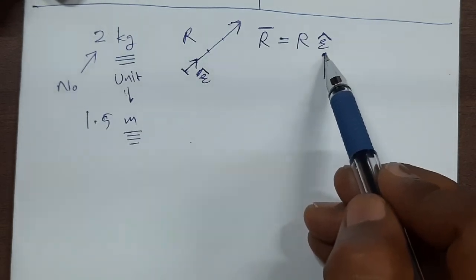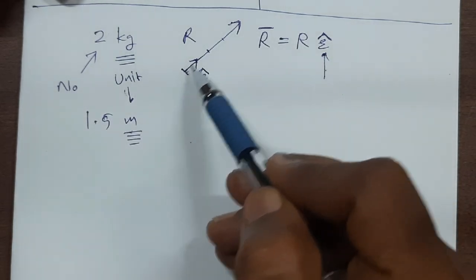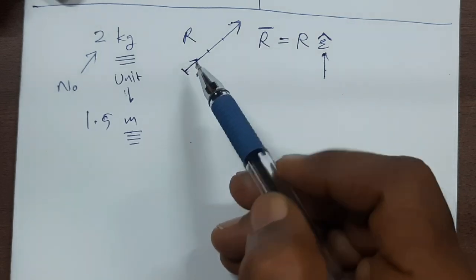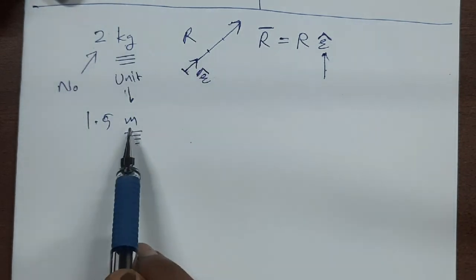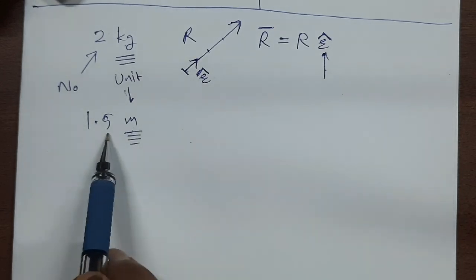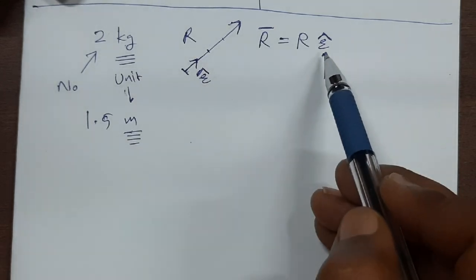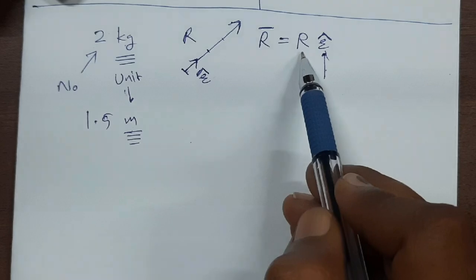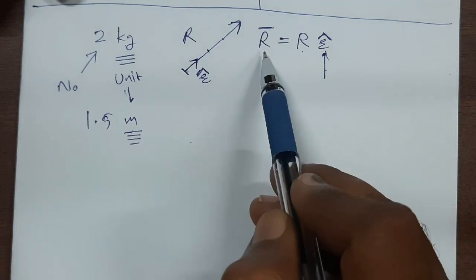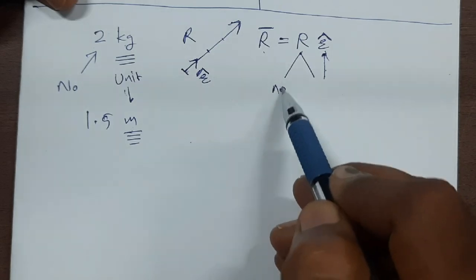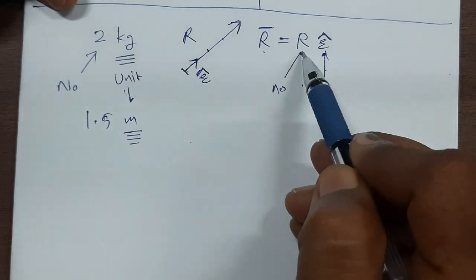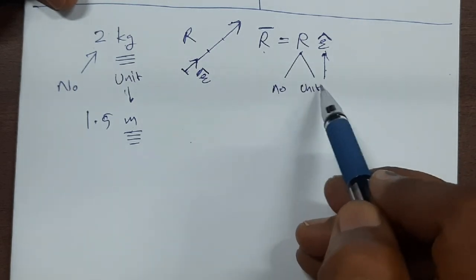Now why is it called a unit vector? Its length is unity. Typically it is the reference decided. For example, it is 1 kg and I will have to repeat it 2 times. It is 1 meter and I will have to repeat it 1.5 times. Similarly, it is r cap and I will have to repeat it R times to get the entire vector. Obviously, this R consists of the number, that is the magnitude of the vector, and the actual unit.